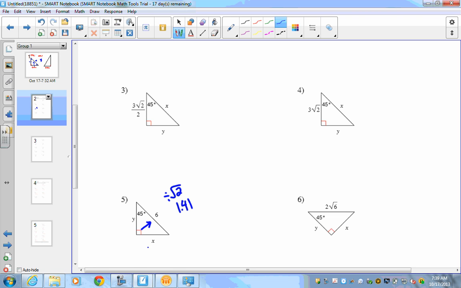So that means this leg would be 4.24, and this is an isosceles triangle, so this right here would be 4.24. There's your answer.